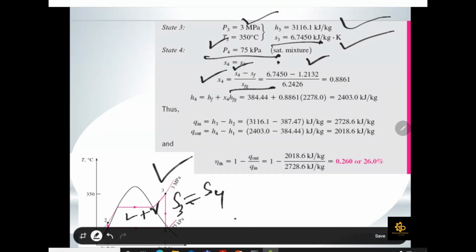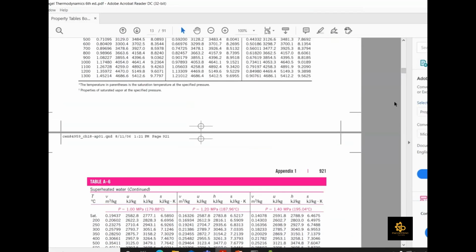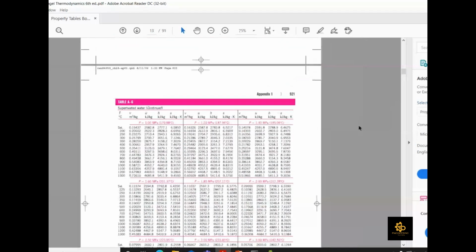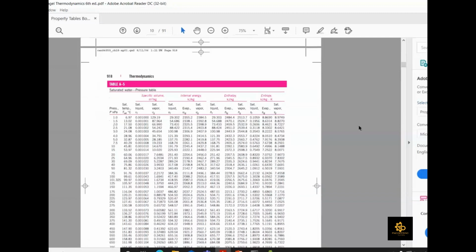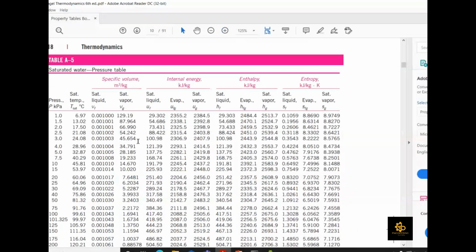So again you have to follow the thermodynamics table. Going towards the thermodynamic table again, going towards the saturated water, the pressure table. 75 kilopascal is your pressure. So you have to find out the SF value. So where is your SF value? SF value is this one, 1.2132. Okay, so this is your SF value, and where is the SFG?